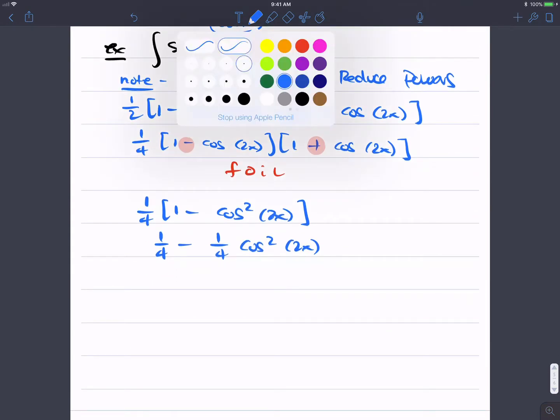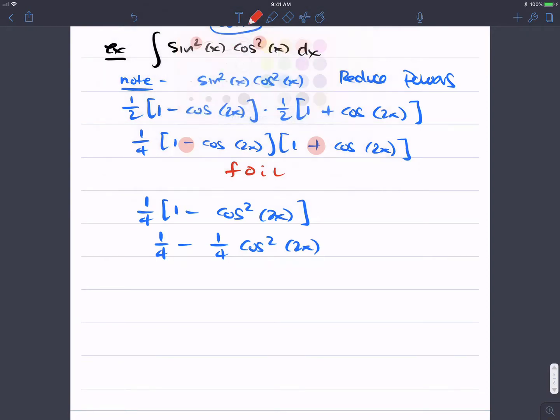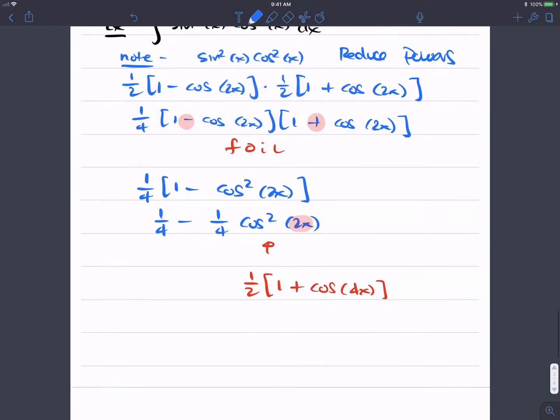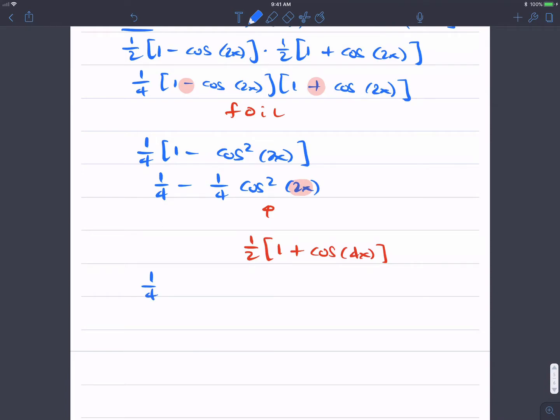And so as you guys can see, again, the pattern's going to be, now, let's maybe put this one in red. This cosine squared gets replaced with 1 plus cosine. Let's remember, we have to double this 2x angle. Doubling 2x gives you now 4x. So altogether, let's see what this becomes. We have 1/4 minus the original 1/4 constant times that 1/2, 1 plus cosine 4x.